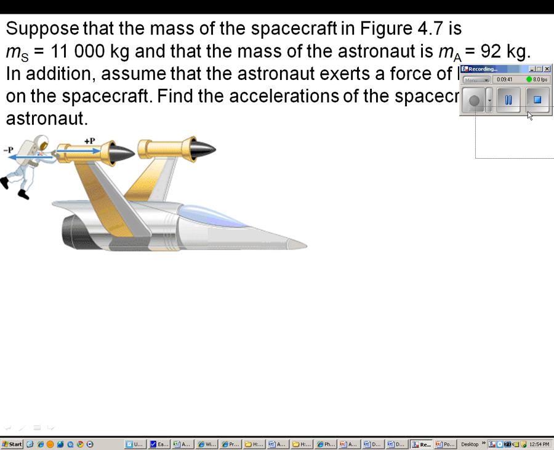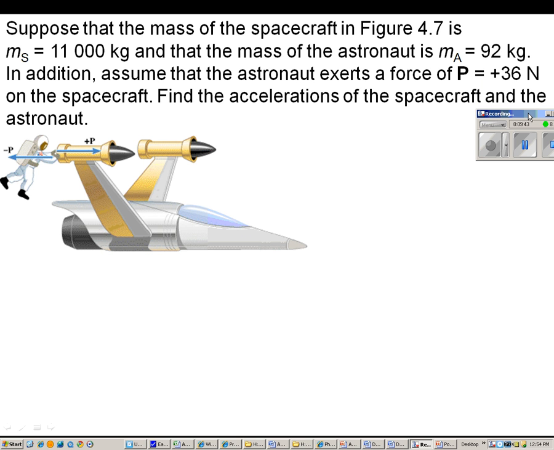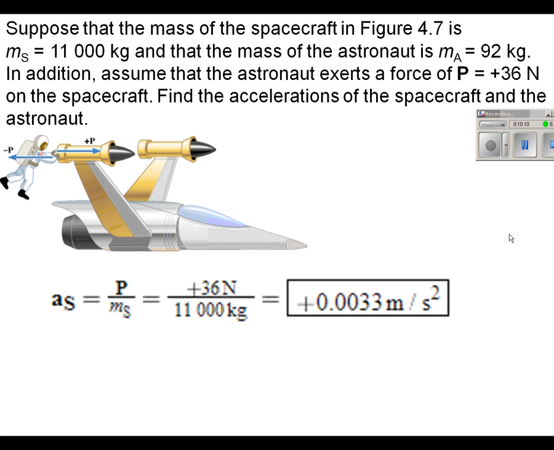Our last example is, suppose that the mass of the spacecraft in figure 4.7 is 11,000 kilograms. The mass of the astronaut is 92 kilograms. In addition, assume that the astronaut exerts a force of 36 newtons on the spacecraft. Find the accelerations of the spacecraft and the astronaut. So pause this video and see if you can think about what that says. But remember, the push on the spacecraft is the exact same push on the astronaut. So you can do F equals ma for each one.